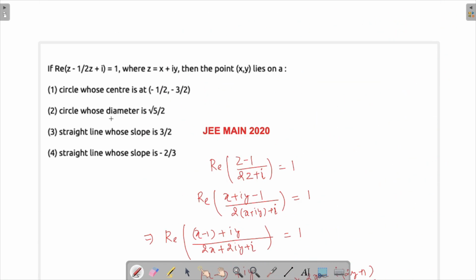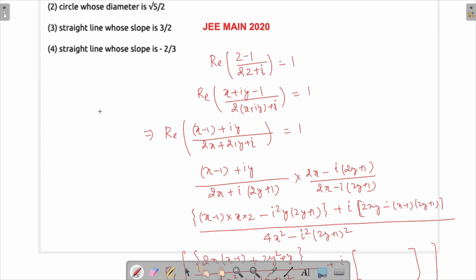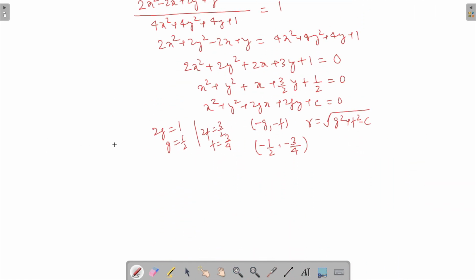So it's a circle. It's of course a circle. This is one part, whose center is this: −1/2 or −3/2, which is not right because my center is at (−1/2, −3/4). Circle whose diameter is, I have to calculate. This is not a straight line. This is a circle. Now let's calculate the radius and then we will be able to calculate the diameter.